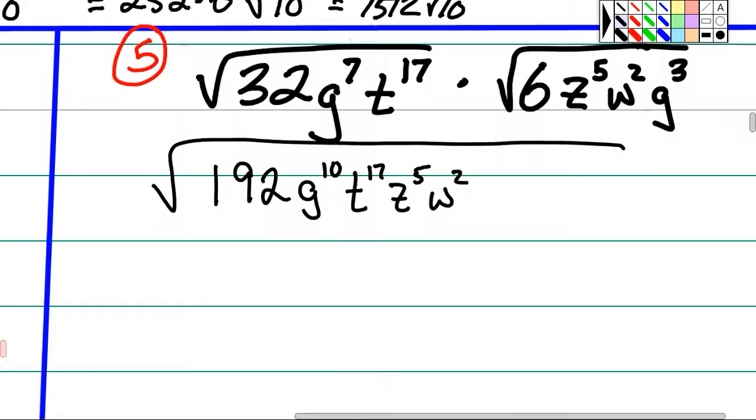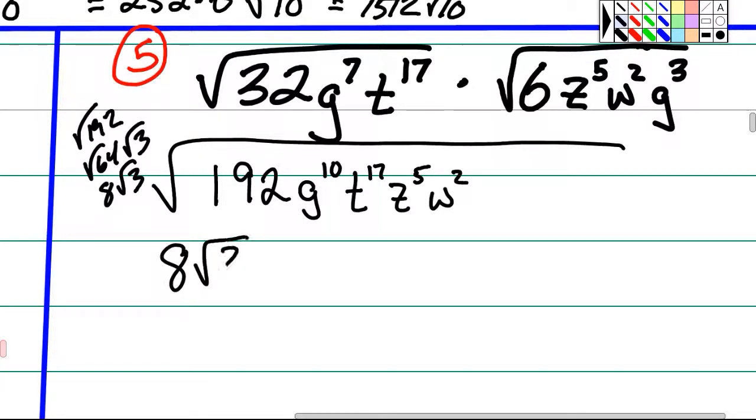So here's where I could break it down into square root of 192 and a square root of g to the 10th. Okay, I could do that, but to save time, I'm not going to. So the question is, are there any perfect squares that go into 192? I think, yeah, 64 goes into it. Square root of 192 is really square root of 64 times the square root of 3, which is just 8 root 3. So I'm going to do that in one step here, so that's just 8 root 3.